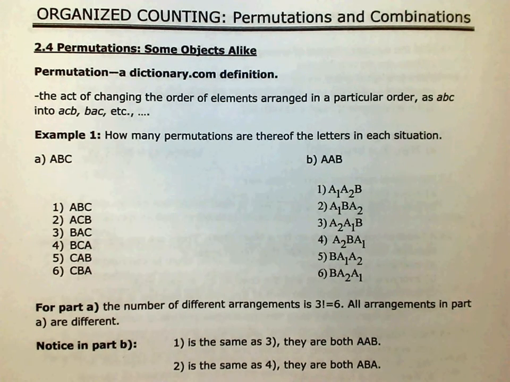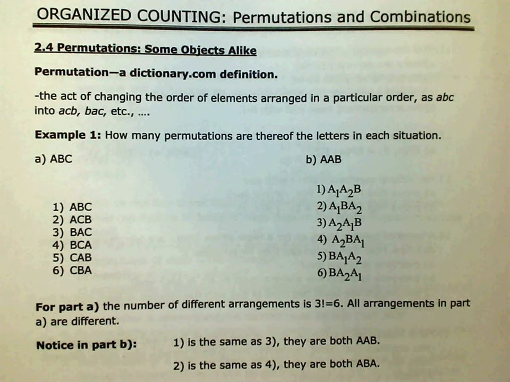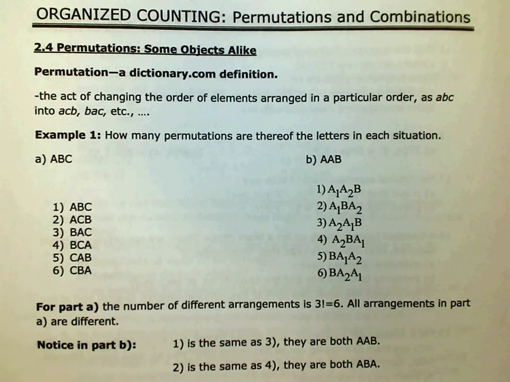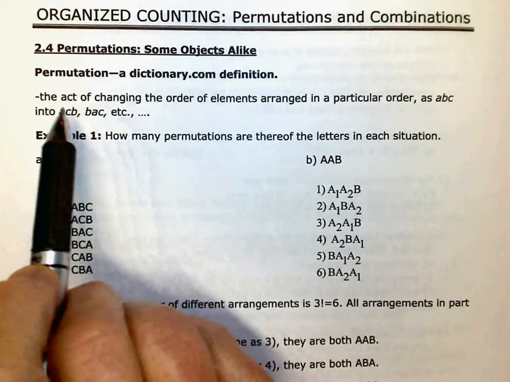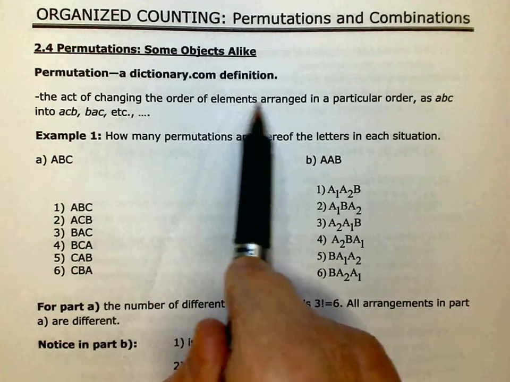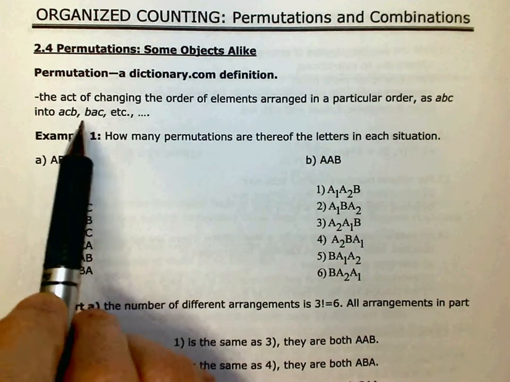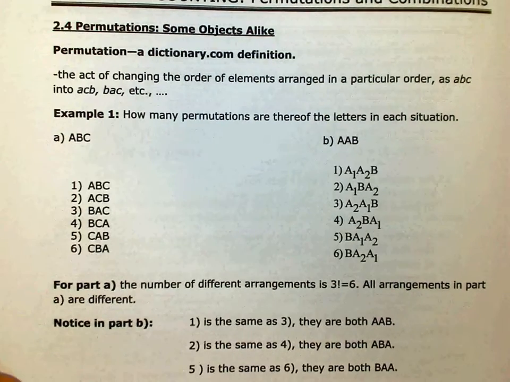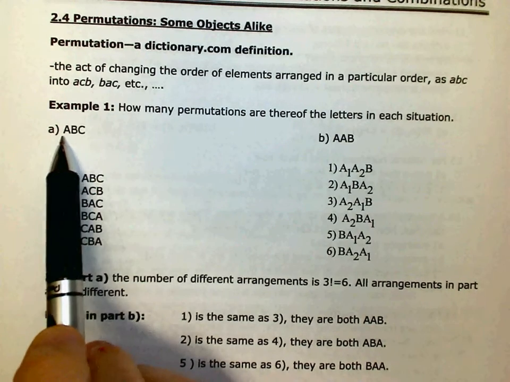All right, now we're going to do permutations where some objects are alike. Before, we did permutations where all the objects were different. Now some are alike, so that changes things a little bit. Remember, the dictionary definition of a permutation is an act of changing the order of elements arranged in a particular order, as ABC into ACB, BAC. We did this yesterday, where I just rearranged three letters.